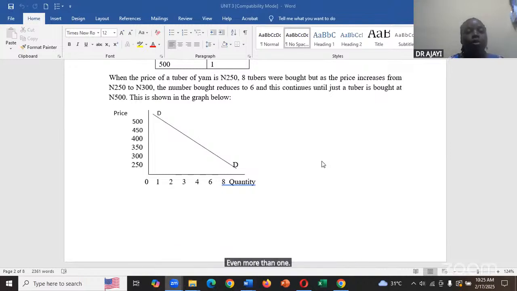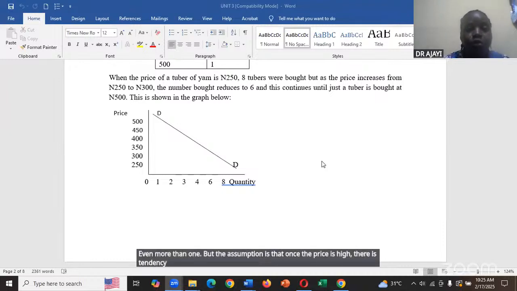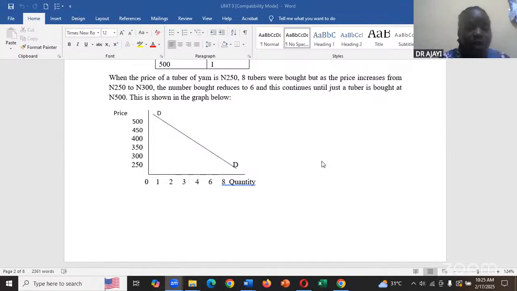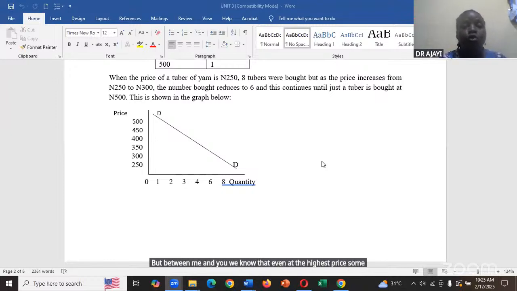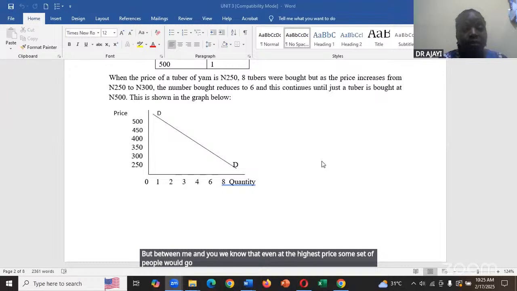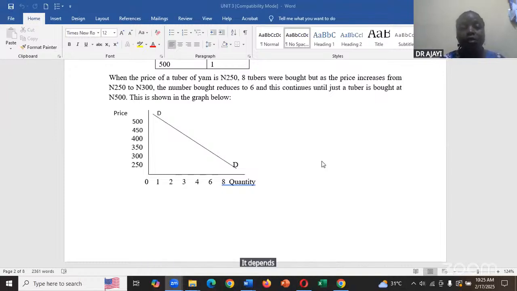But the assumption is that once the price is high, there is a tendency that you may not be able to buy much. So which is why for this hypothetical data we have here, we said that at the highest price you can only buy one. But between me and you, we know that even at the highest price, some people could go for more than one. It depends on the size of their income and how much budget they have earmarked for what they are buying.